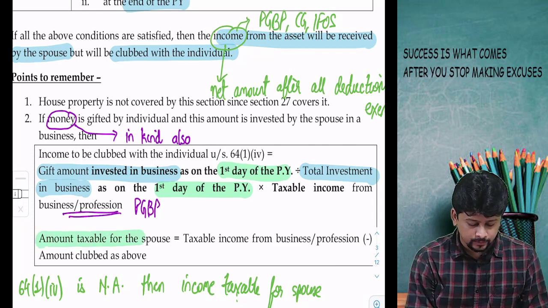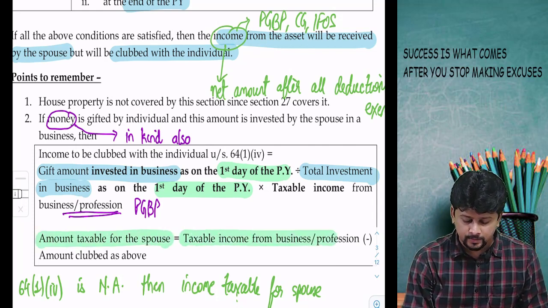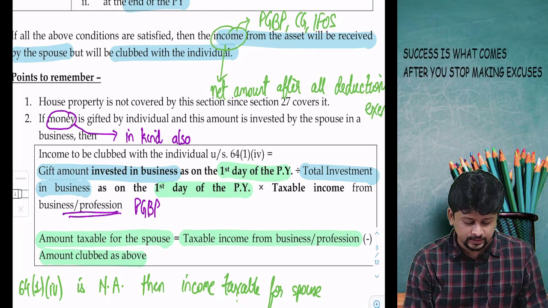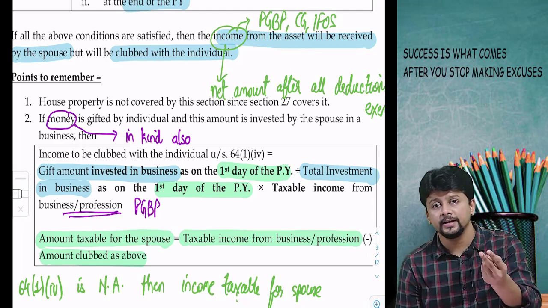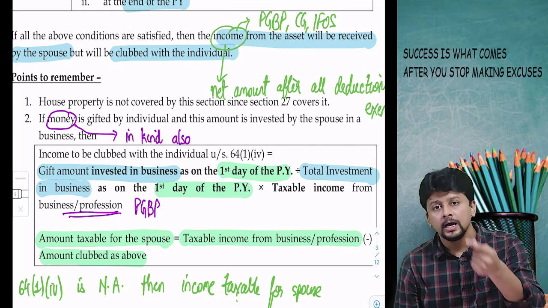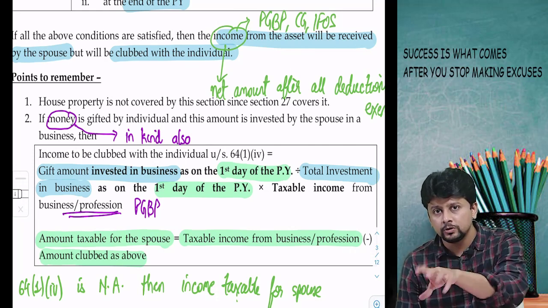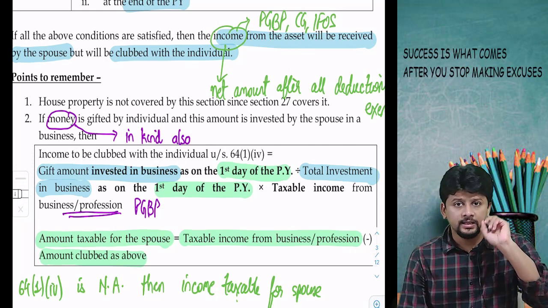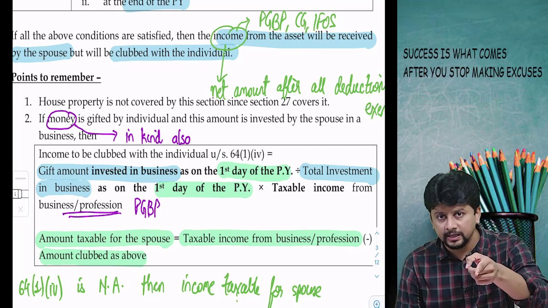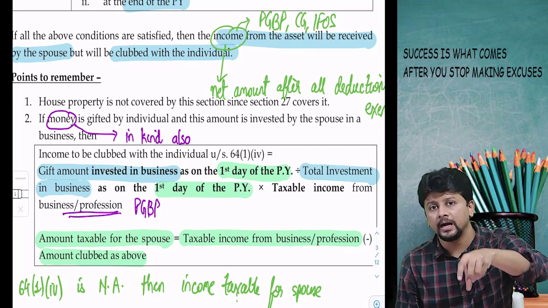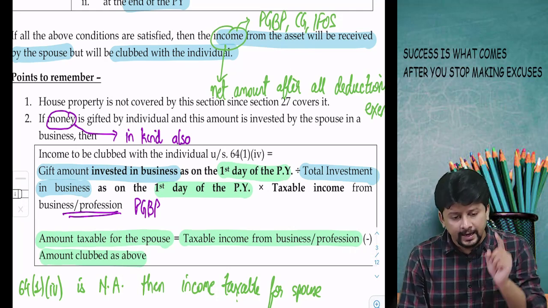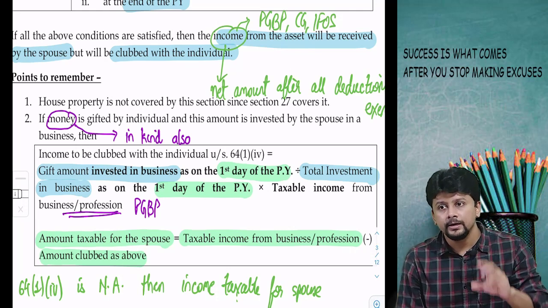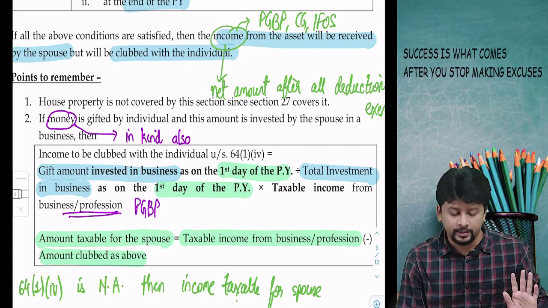Amount taxable for the spouse will be taxable PGBP income minus the amount that is clubbed as above. Balance profit will be taxable for spouse because that profit is arising to the spouse out of spouse's own capital. But the money that is given, the gift that is given by the individual is also now part of the capital of the spouse. And so you have to understand that a proportionate basis clubbing will happen.